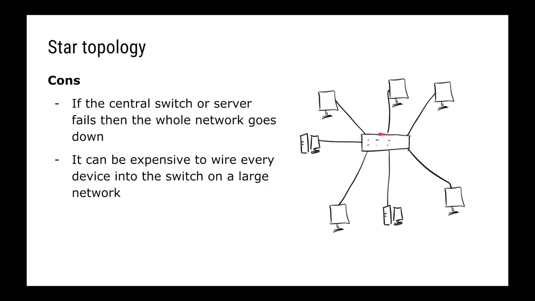That's right, the whole network will be impacted. It will completely go. These devices will no longer be able to communicate with each other if this central switch is in any way compromised. The other thing is that it can be very expensive to wire every single device into the switch, because every single computer or device is going to need a cable that goes all the way back to that switch.